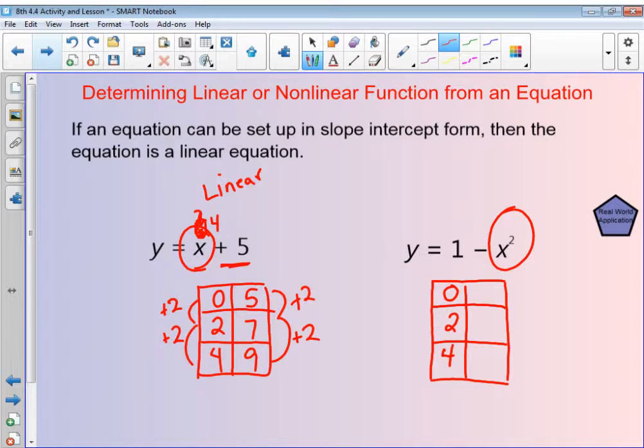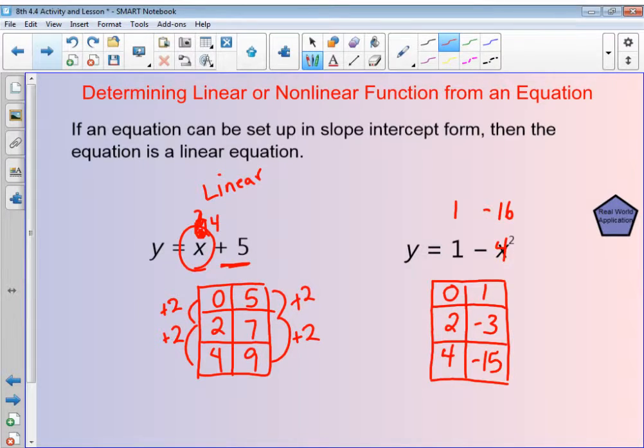So if I put a 0 in here, 0 squared is 0. 1 minus 0 would give me 1. Okay, so now we're going to go ahead and put a 2 in here. 2 squared would give me 4. 1 minus 4 would give me negative 3. And now we'll go ahead and put a 4 in there. Okay, 4 squared is 16. 1 minus 16 is negative 15.